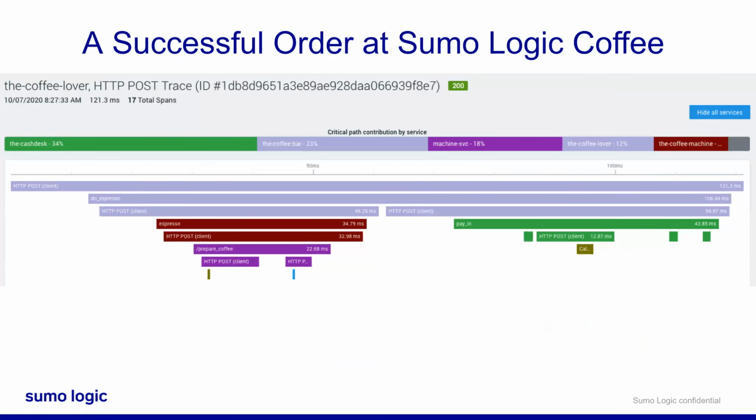Here is an example of a successful order at Sumo Logic Coffee. It looks like a lot of data and jargon, but what it is, is a visual representation of somebody placing a successful order. We see here the ID, so the transaction number. Remember, we're selling hundreds of thousands of cups of coffee around the world. We probably want to have a transaction ID so we can associate it to a store or whatever. So each order is unique in that respect.